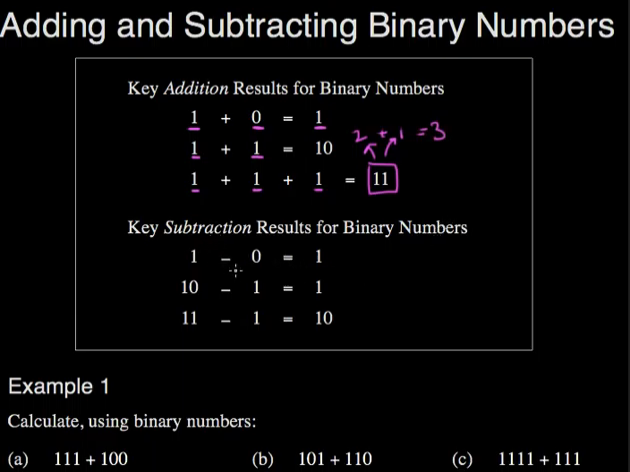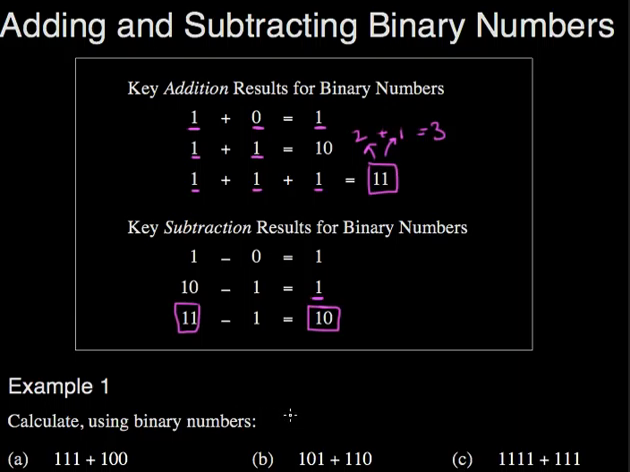What about when you subtract numbers? 1 minus 0 is 1, we know this. But what about 10 minus 1? Well, 10 represents the number 2, so 2 minus 1 is 1, and 1 in the units column is represented in this way. 11, we know, is the number 3, so 3 minus 1 is 2, and 2 in binary is the number 10.